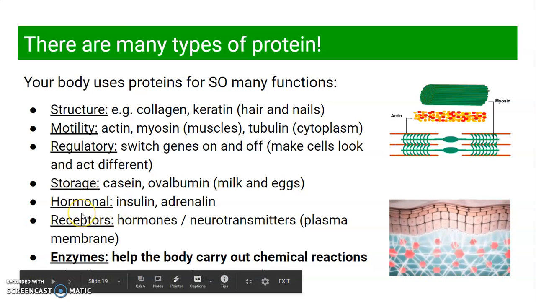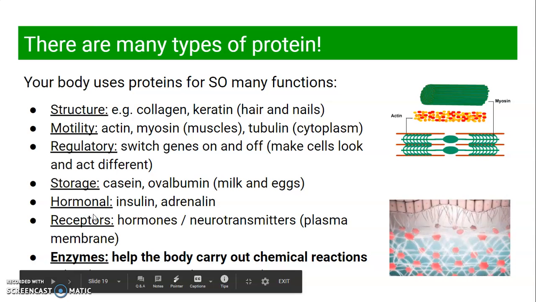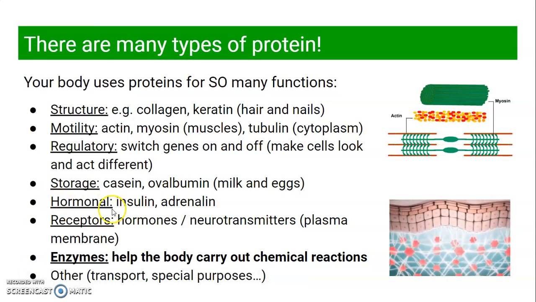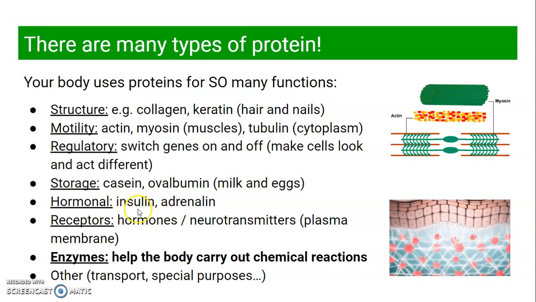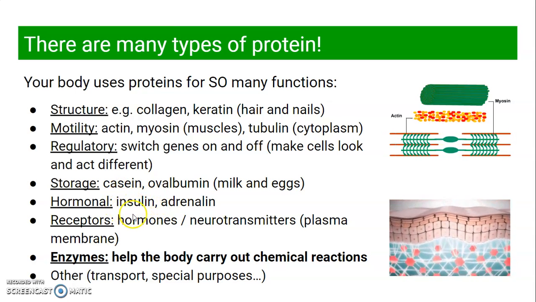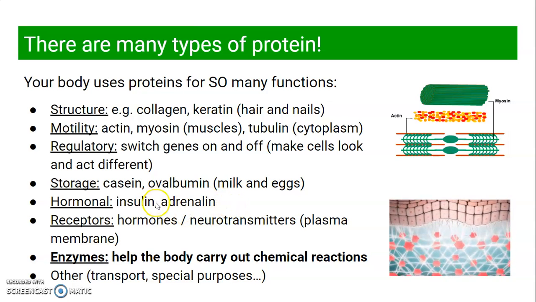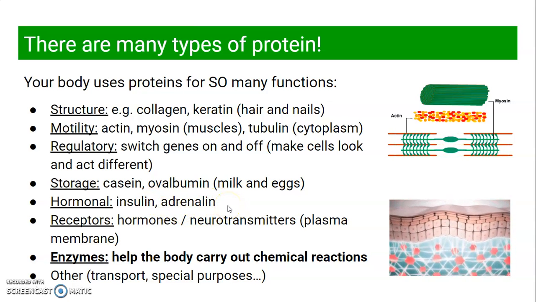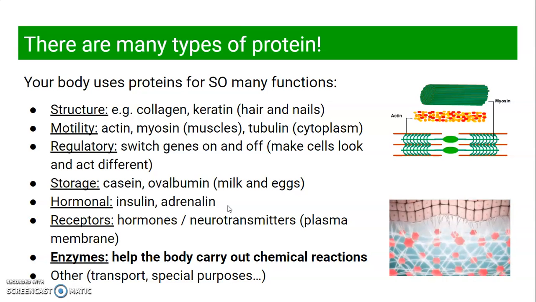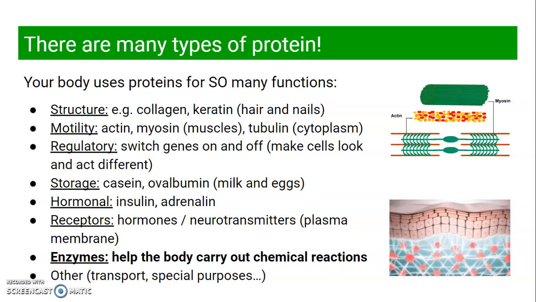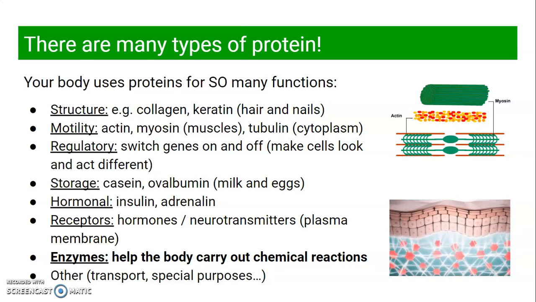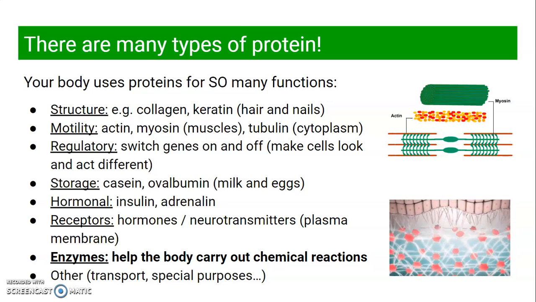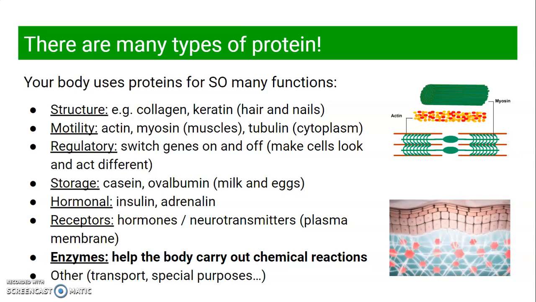You've got hormonal proteins. So most hormones are proteins, and that includes things like insulin, which is a hormone that breaks down the sugar that you eat, and adrenaline, which is a hormone that stimulates heart rate and constricts your blood vessels so that you get a high blood pressure and you can pump blood through your body and get the energy you need to run away from that bear.